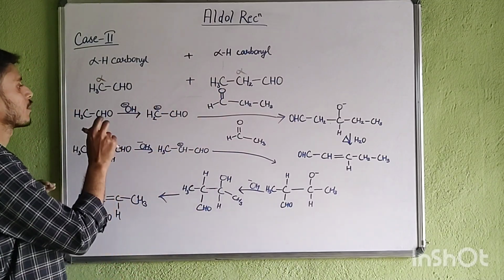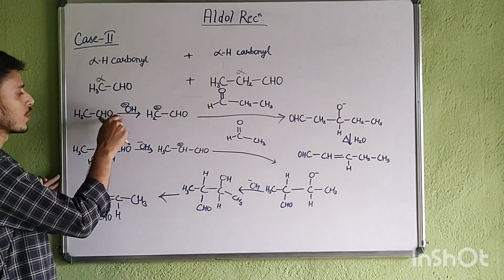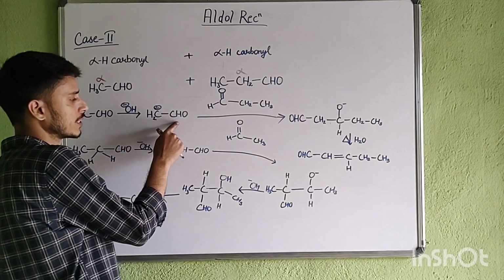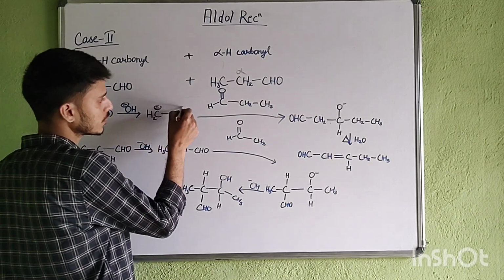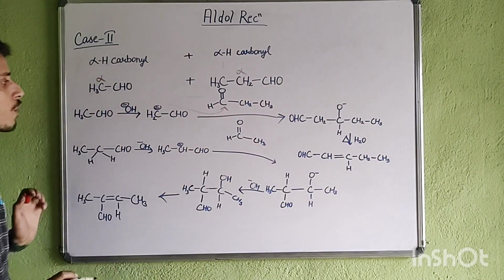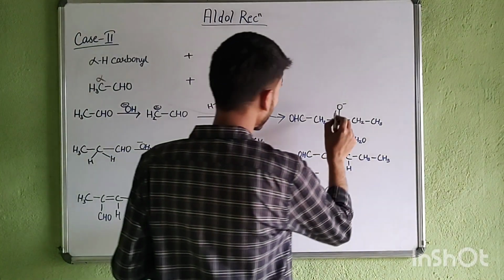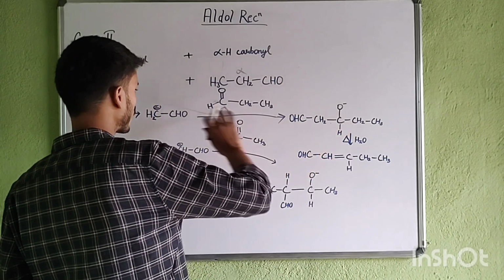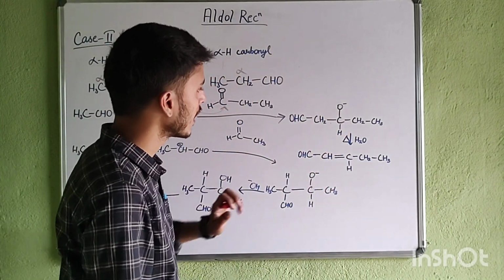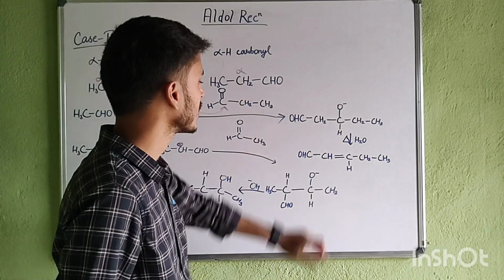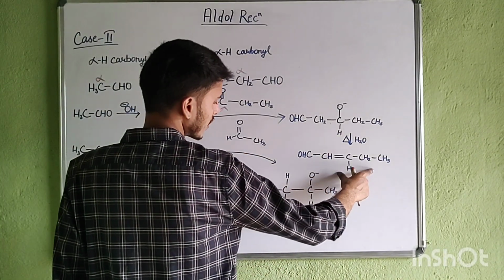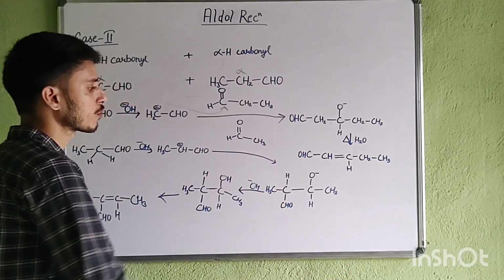When we form enolate from here, OH minus will extract this alpha hydrogen and we will have CH2 minus CHO here, and then this will go and attack on another compound, and we will have this one as the compound after this reaction. This is the new CC bond formed here, and when this is heated in the presence of base, then we will have this as the final product, the aldol condensation product.